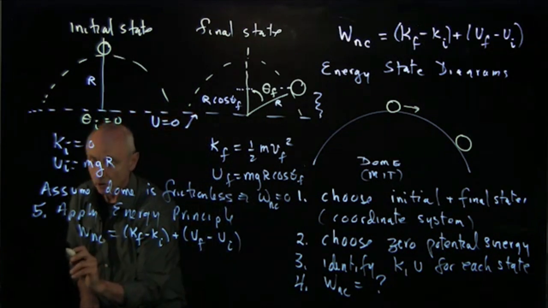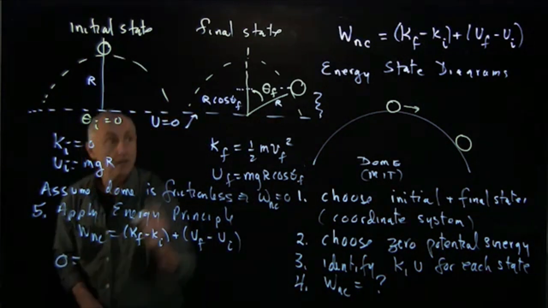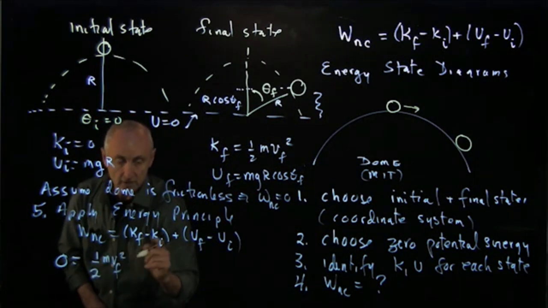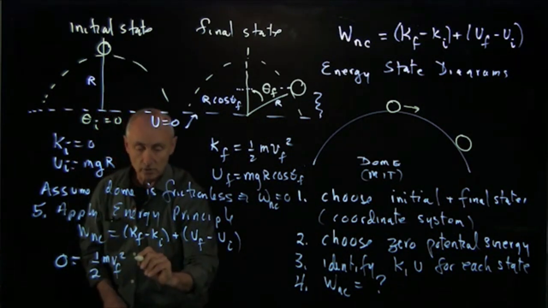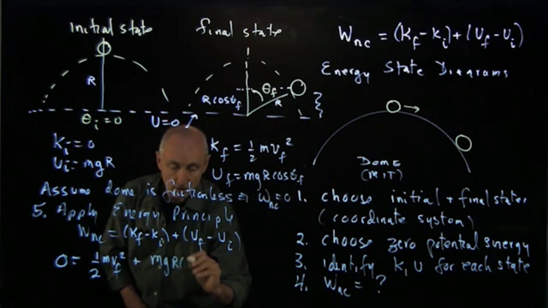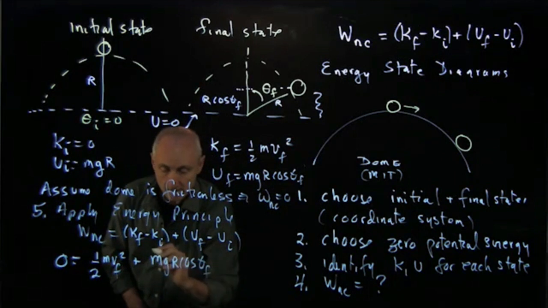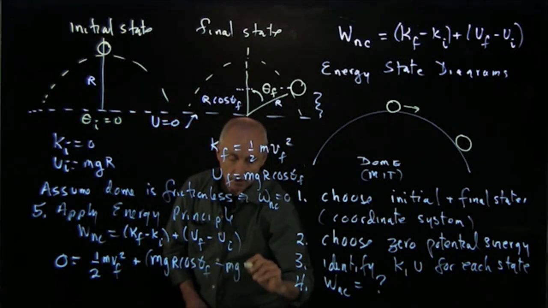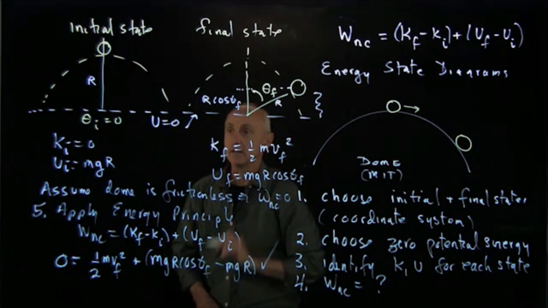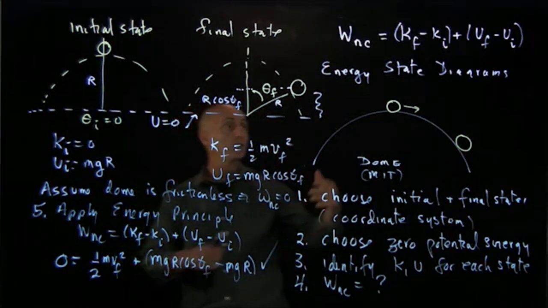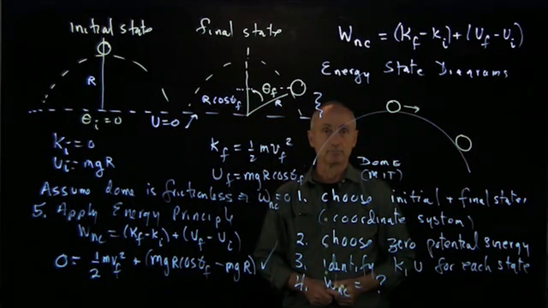And so we can write out our result that 0 equals K final, 1/2 m v final squared, minus K initial, 0, plus U final, mgR cosine theta final, minus U initial, mgR, and there we have applied the energy principle using the tool of energy diagrams.